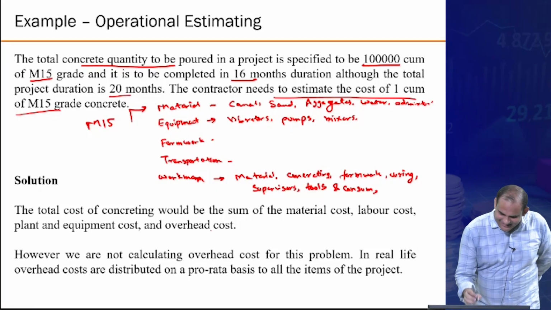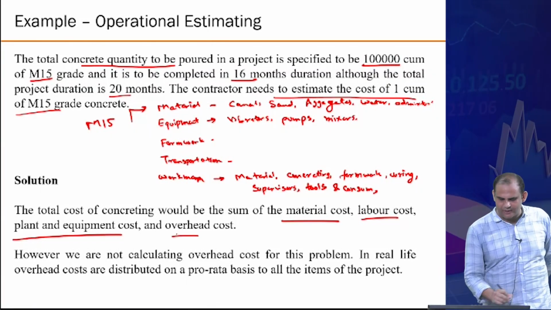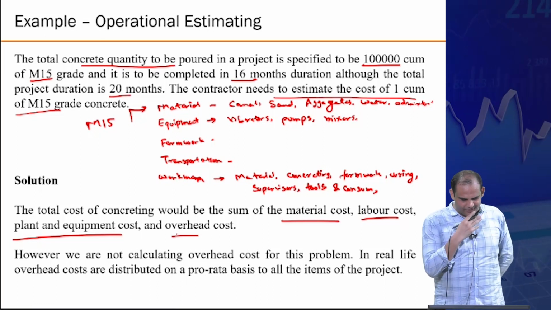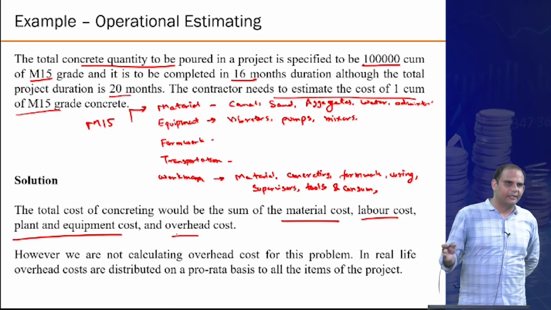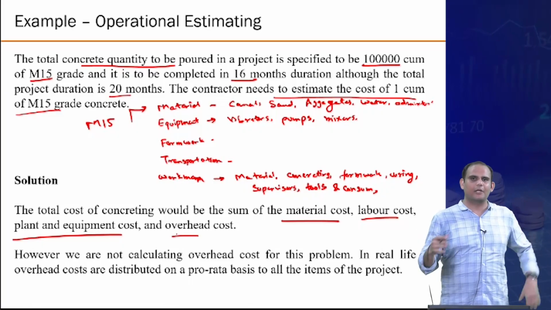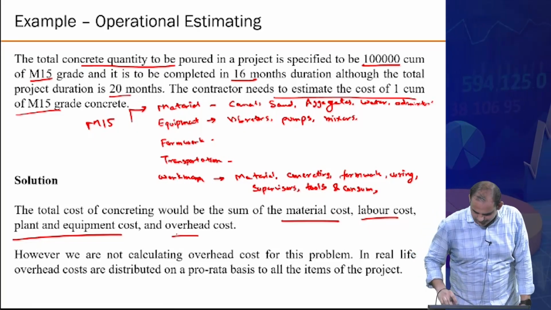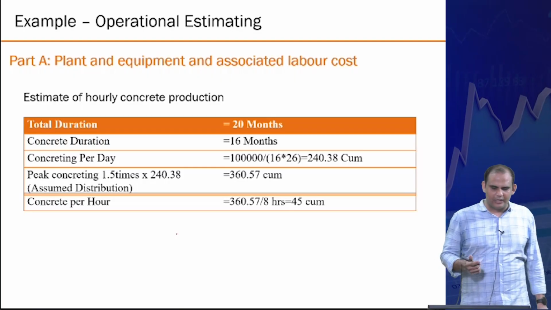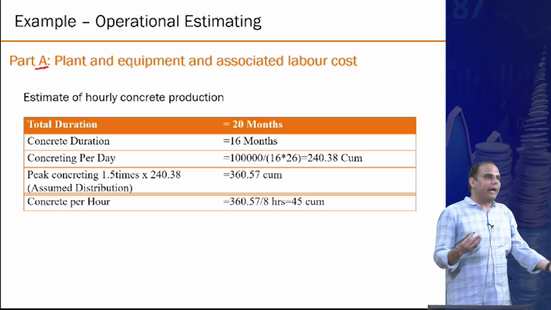Okay, so the total cost of concreting would be the sum of the materials, the labor cost, the plant and equipment cost, and the overhead, whatever is there. And we are not calculating overhead costs in this problem, but essentially this will be distributed on a pro rata basis, depending on how much is the total company's overhead distributed over the quantity of the work and things like that, right? But let me give you an example. So let's first estimate how much is the concreting requirement, right?